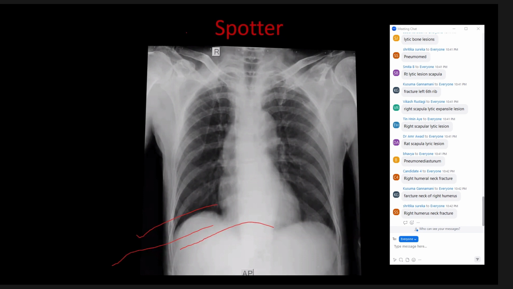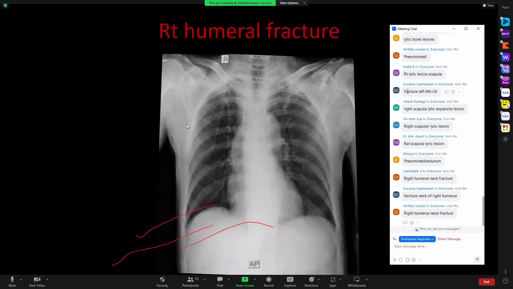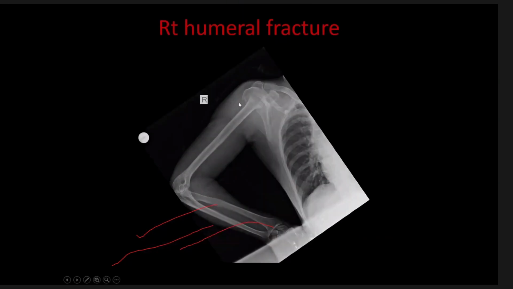Yes, few candidates have got it right. Right humerus fracture in the neck of the humerus. Let's see the other X-ray. Now, this is another view. Here we can clearly appreciate fracture in the surgical neck of the humerus.